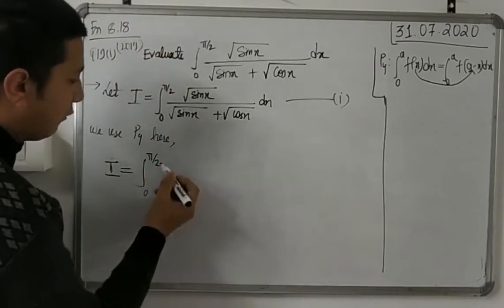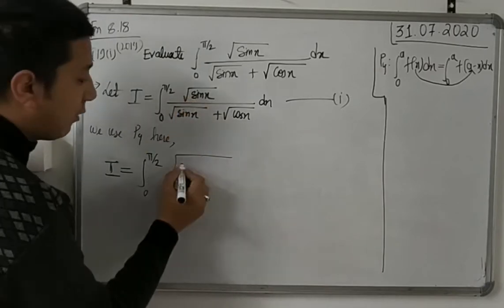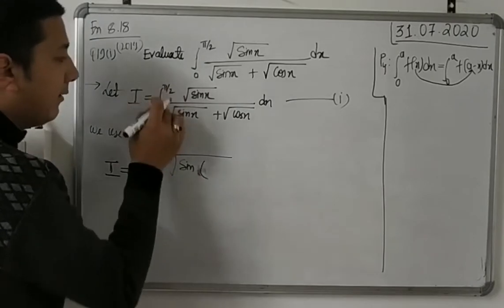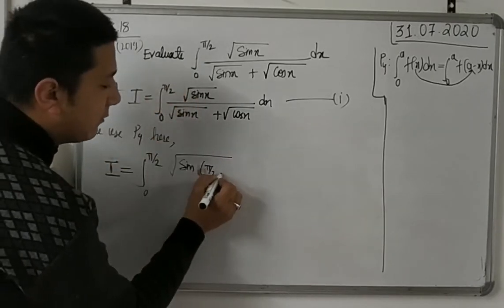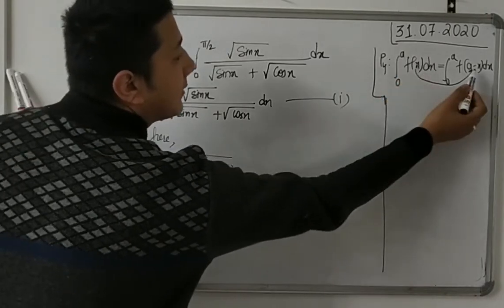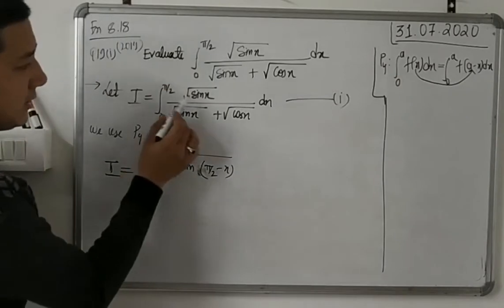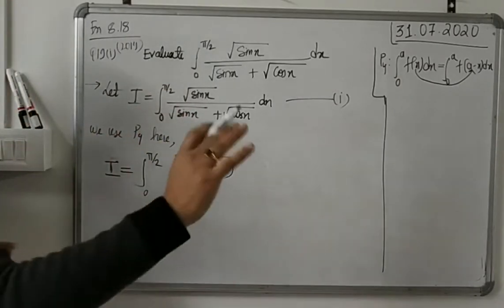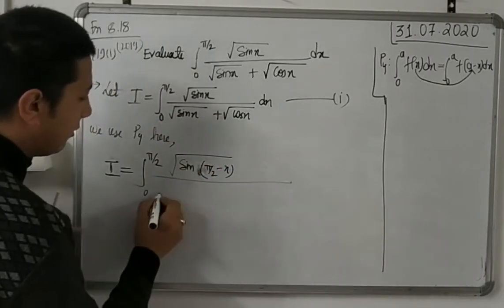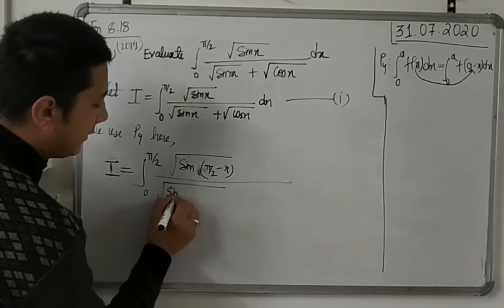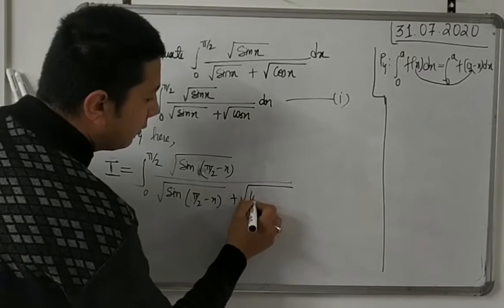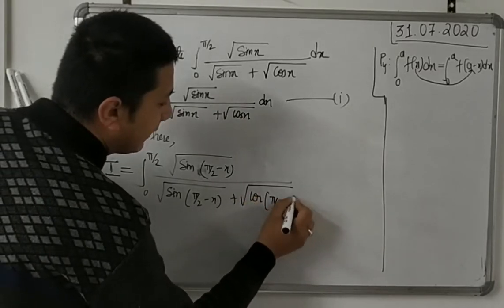The function is the same, x will change from x to upper limit minus x, that is pi by 2 minus x. Please see, what is the upper limit? A. So x changes from x to a minus x, that is x changes from x to pi by 2 minus x everywhere. Here x will change, here x will change, as well as here. So in place of x I'll write sin of pi by 2 minus x plus cos of pi by 2 minus x.